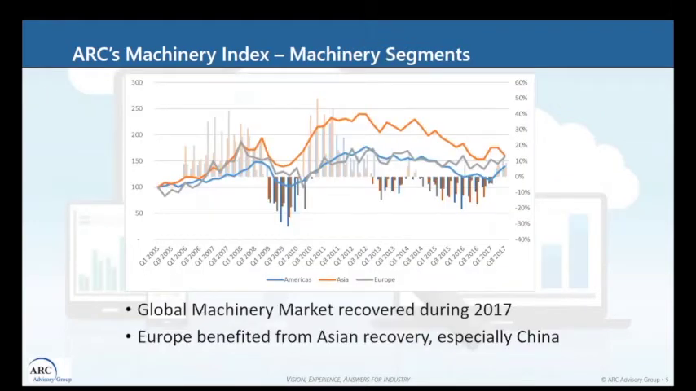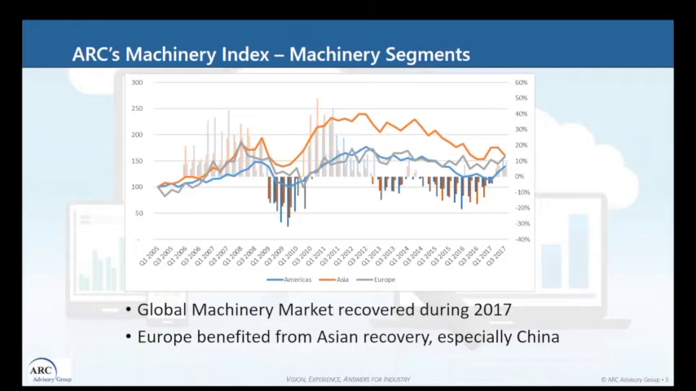So let me give you a short outline of our recent report and our findings. What we collected in terms of data is that the global machinery market showed a relatively strong development during 2017. I wouldn't say this is complete news. Most of you might have experienced the same development.